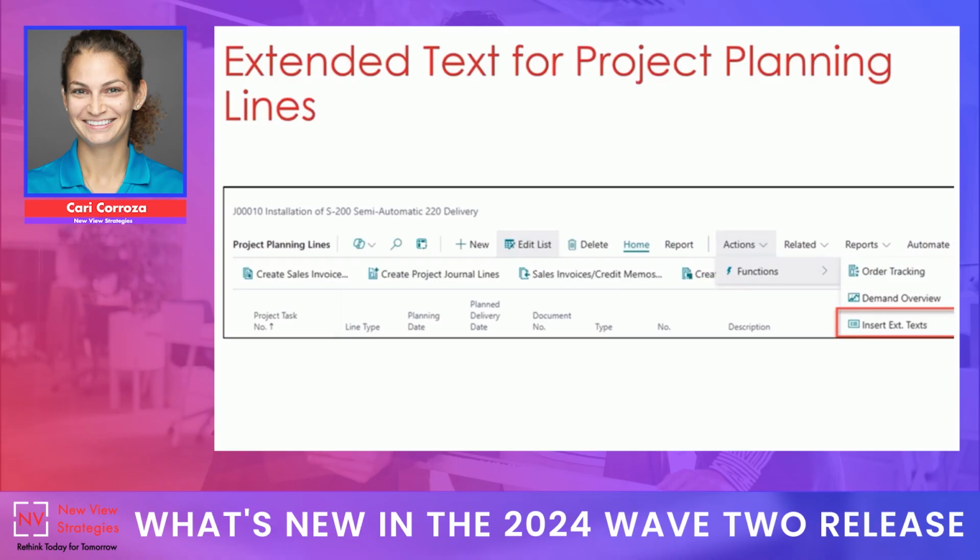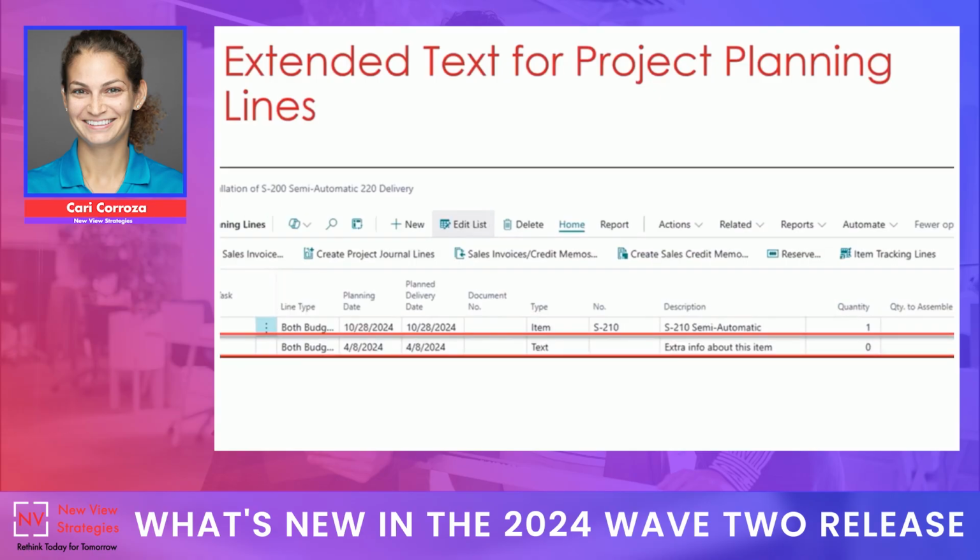So if we go to the next slide, we'll see what that looks like. It adds an extra project planning line with a type of text, and it includes that extra text. So it seems like you do have to do that extra step to bring in the extended text. But I think, again, this is just a cool thing to be able to add additional information on the project planning lines from that item setup.